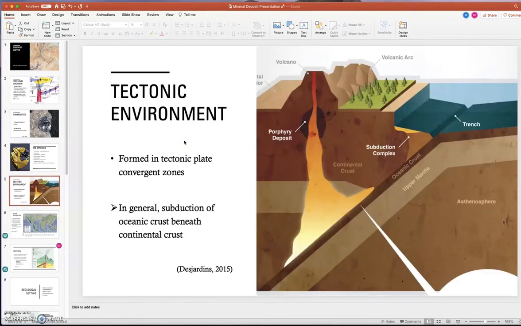Porphyry copper is formed in tectonic plate convergence zones where oceanic crust has subducted beneath the continental crust. As the plate subducts, the overlying upper mantle partially melts, and the liquid magma rises to the surface by flowing through cracks and fissures. Metals precipitate out of the solution as the fluid cools and moves away from the heat source.